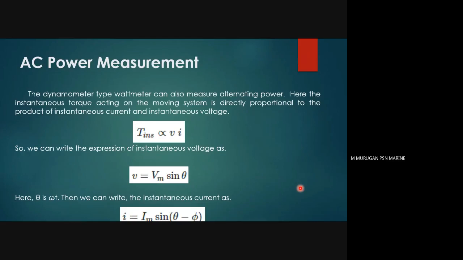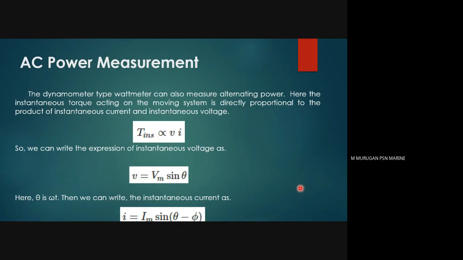Then what is the AC measurement? AC measurement is somewhat different from a DC power measurement. In DC power measurement, we can say P is equal to V into I, but we can't say that P is equal to V into I in AC, because a sinusoidal effect is present. The alternating current means sinusoidal current. We can't say a proper value at the proper time.